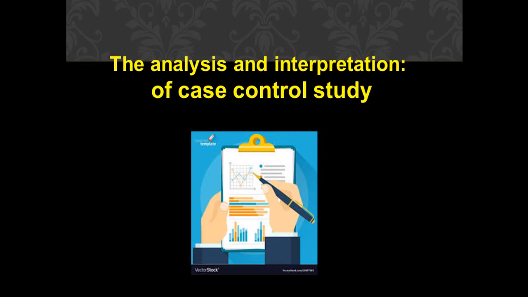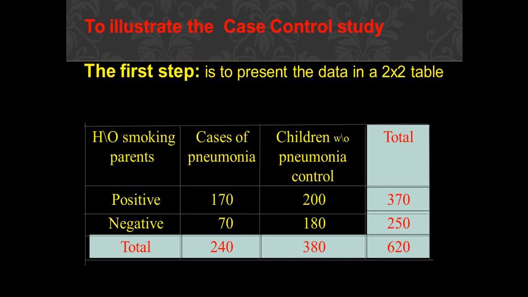Part 2 of the epidemiological lecture 7 and 8. The analysis and interpretation of case control study. To illustrate the case control study, the first step is to present the data in a 2x2 table like this one. We have here a group of patients, of cases and control.